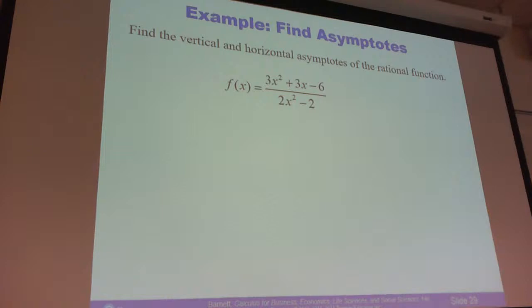Okay, so let's look at this one. Find the vertical and horizontal asymptotes. I'm going to give you a few minutes to start first. Now that you know your vertical and horizontal rules, if you had f of x equals 3x squared plus 3x minus 6 over 2x squared minus 2, I'm going to ask you to remember: factor first. I'll give you a minute or two to get started. If you're still tough on factoring, there's a lot of resources in Appendix A that's going to help you with factoring.